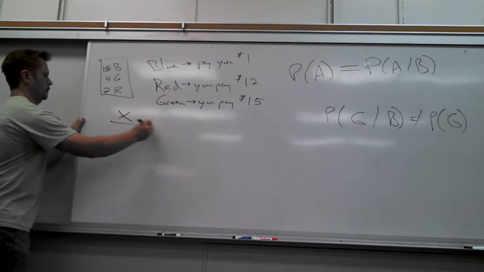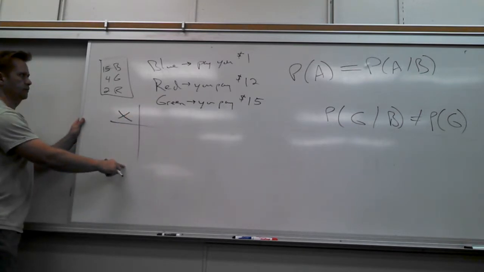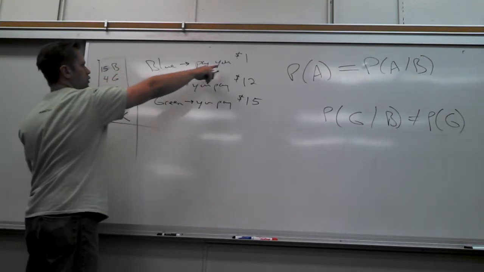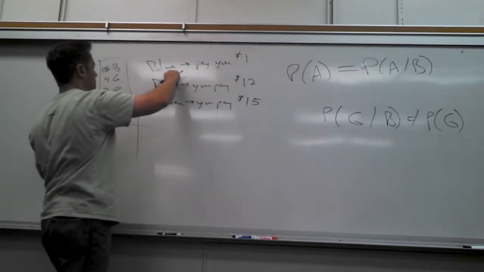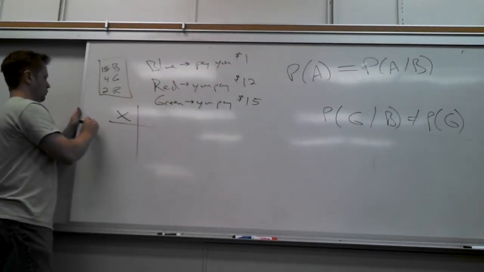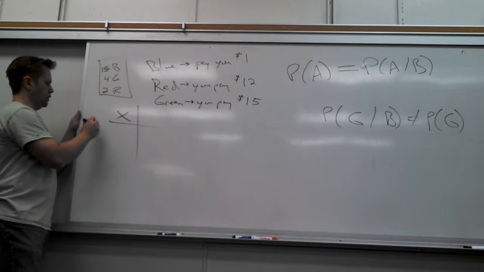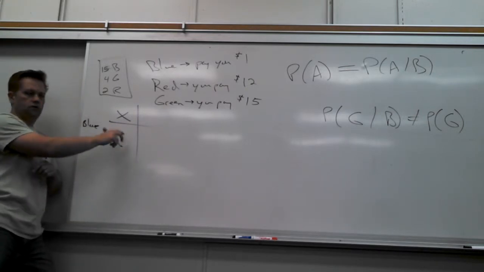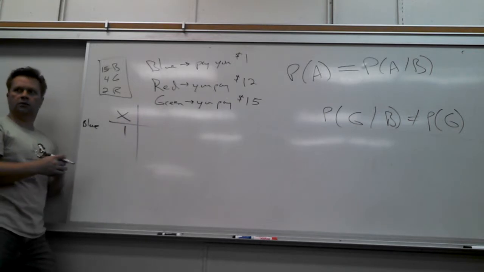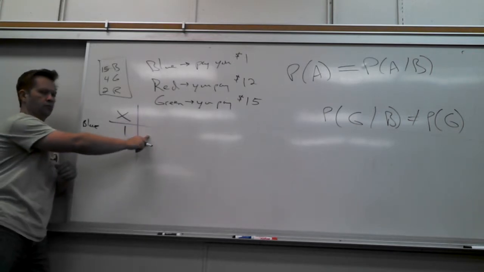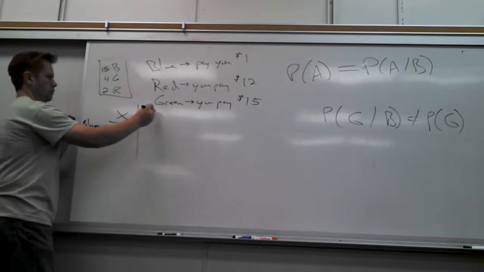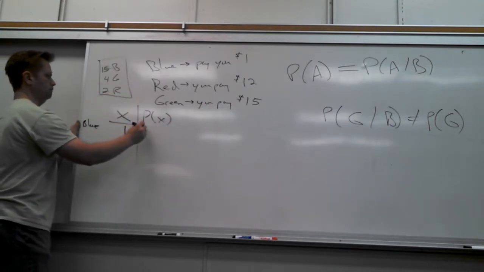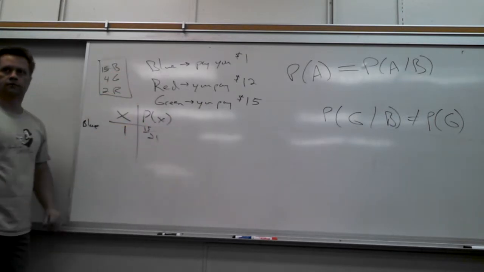So what are the outcomes? Now let's say for you, what's your expected value? If you pick a blue, how much will you make, or do you have to pay? If it's a blue, what do I put here? +1, because you get a buck from me. And what's the probability of a blue? 15 out of 20.